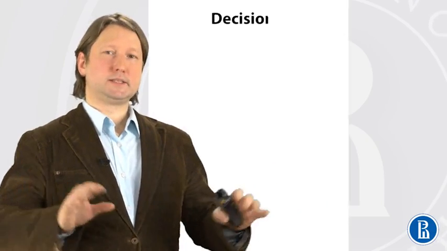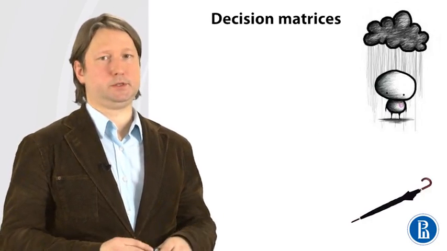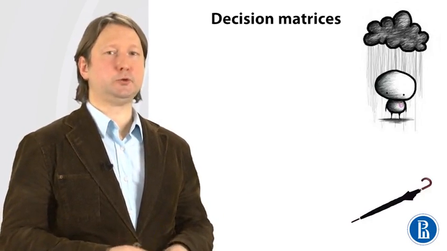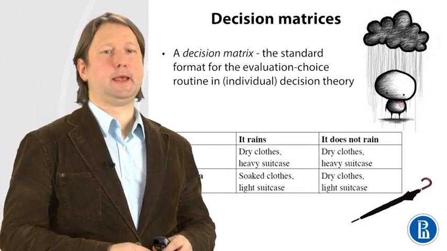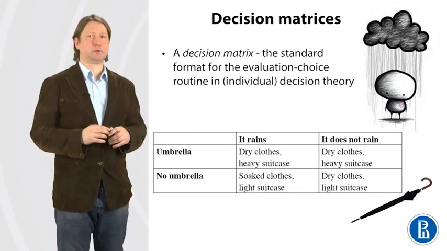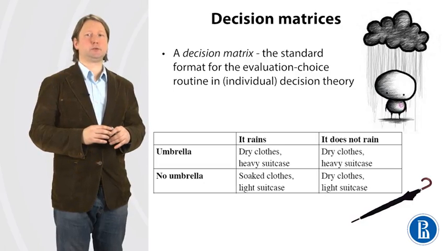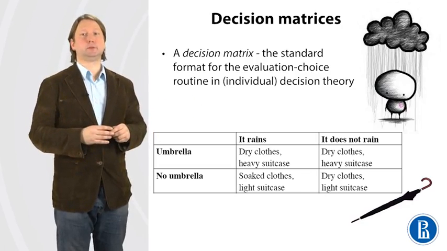So let's make a stop and come back to the decision theory. I suggest now to use decision matrices. Decision matrices are standard ways to represent simple decisions. Here we can represent our choices, for example, on the left, whether we would like to take this umbrella today or not to take the umbrella today.